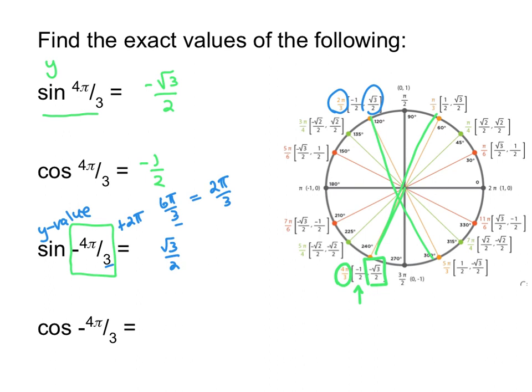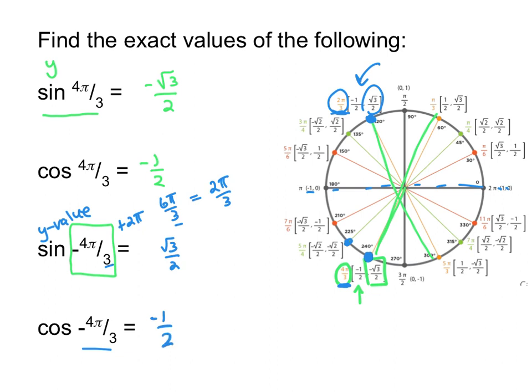The next thing you could do is find positive 4 pi over 3 and then reflect it up. So positive 4 pi over 3 is right here. You could reflect it above the x-axis right here, and you would get to 2 pi over 3. If you flip this point up, it would land on this point right here. And the x value, you could find it the same way. So I'm looking at the x value at this point, which is negative 1/2.